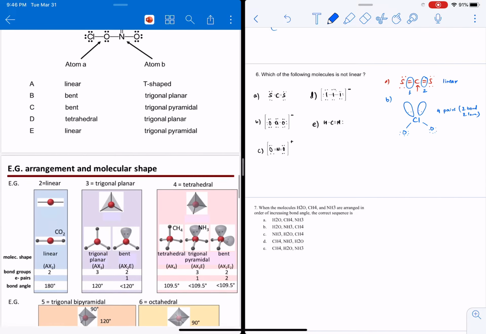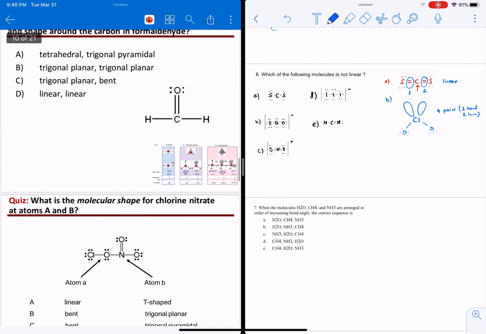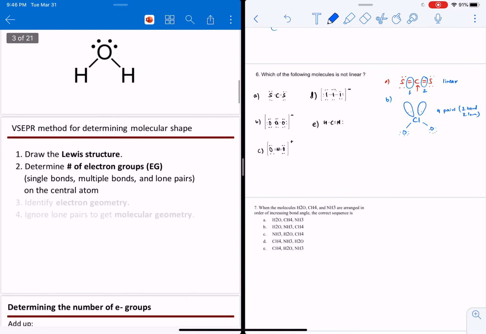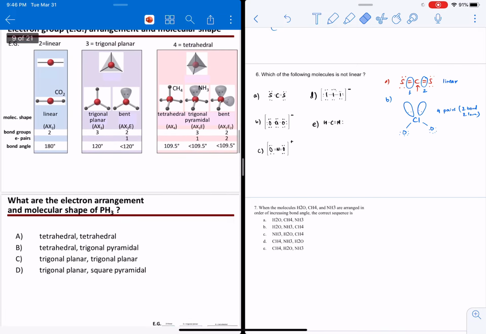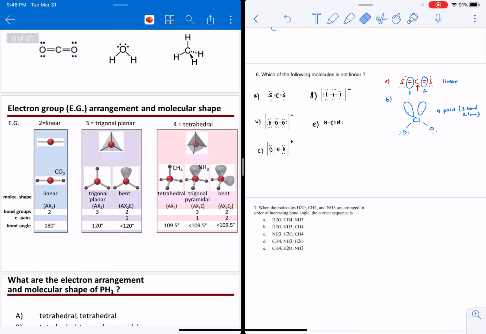So can I do that? Let's see. No, I can't. So it will be bent. If you see in tetrahedral part, you go on in molecular shape, there are 3 options: tetrahedral, trigonal pyramidal, and bent. In the bent, you can see that this condition matches. It's 2 bond pairs and 2 lone pairs. So this will be bent. So you can stop here and just say that okay, it's bent, so B is the answer.